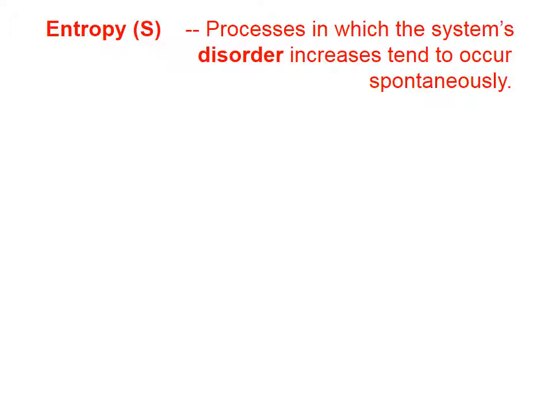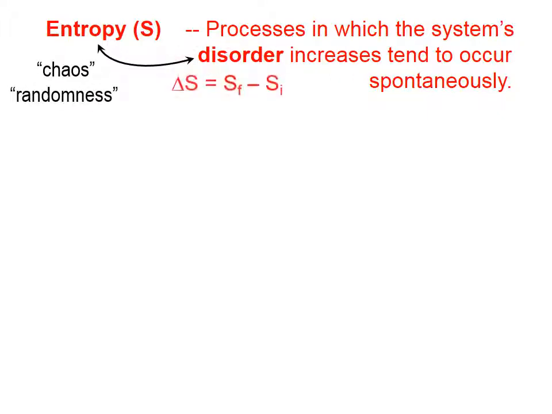Entropy, which is symbolized by a capital S, is disorder. Processes in which the system's disorder or the system's entropy increases tend to occur spontaneously. There are actually a couple of terms that give you the feel for what entropy is. Disorder is one, chaos, randomness. Those are all terms that describe entropy.